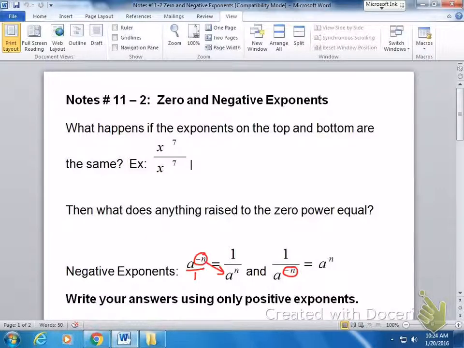I have a negative exponent in the denominator, so I moved it up to the numerator. But once we move our negative exponents, they turn positive. This does not work with just negative numbers, only negative exponents. So let's do a couple of examples.